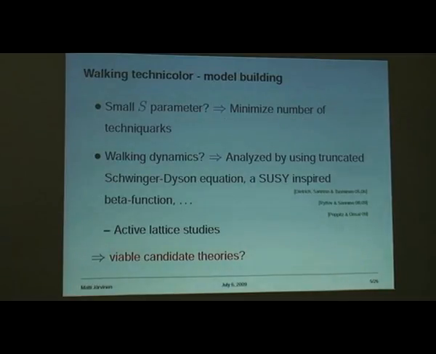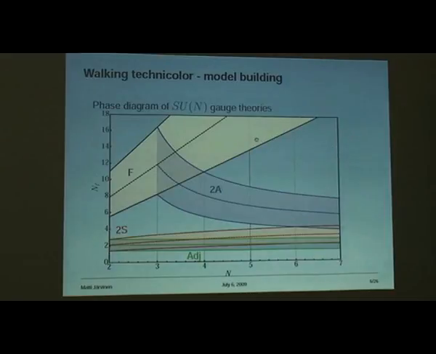So okay, I will now show you the phase diagram of the SU(N) theory. I should explain what is shown in these plots. This is a function of the number of colors and the number of flavors.